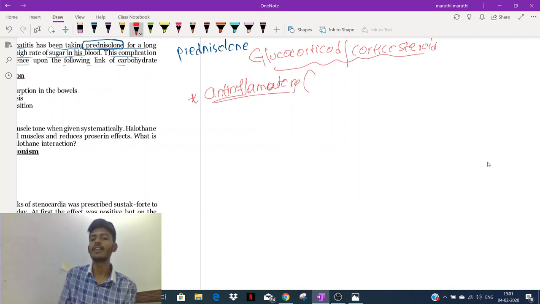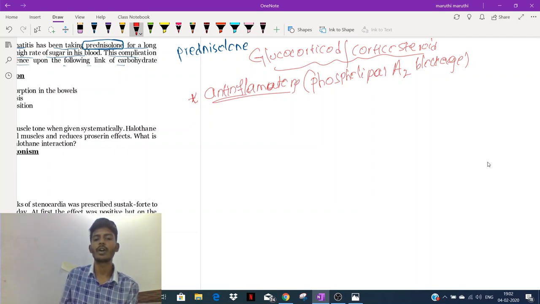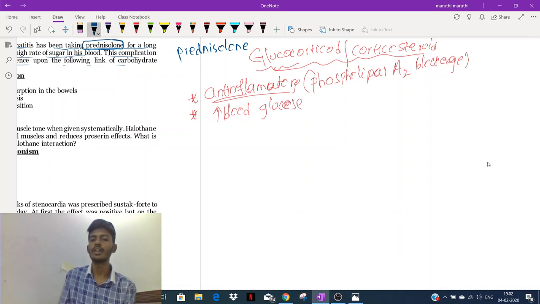How does it work as an anti-inflammatory? By inhibiting an enzyme called phospholipase A2. Now, this is a short review. If you need to learn more, there is one more video on corticosteroids on the channel. You can go find it. Now, apart from that, these glucocorticoids will increase the blood glucose. How do they increase the blood glucose? That is an important point which you need to remember.